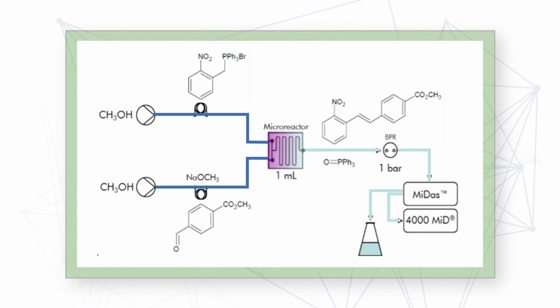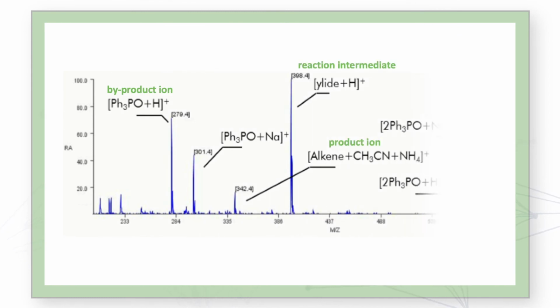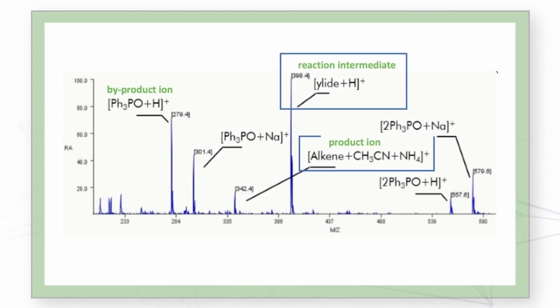If the temperature of the reactor is increased, the rate of the reaction will also increase, and therefore the intermediate ylide along with its coloration visible on the reactor should fall. The mass spectrum of the reaction shows the reaction intermediate, product, and byproduct ions at a reaction temperature of 20 degrees Celsius. Typical sodium adducts of triphenylphosphine oxide and its dimer were also seen.